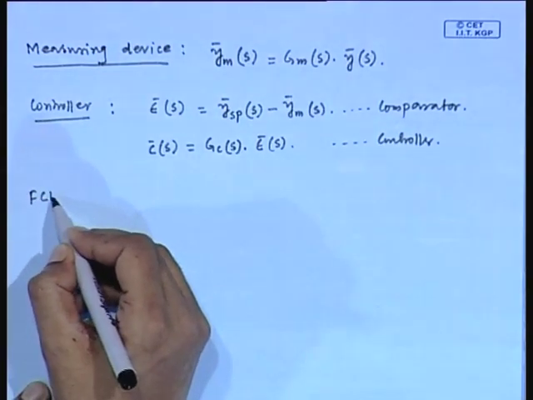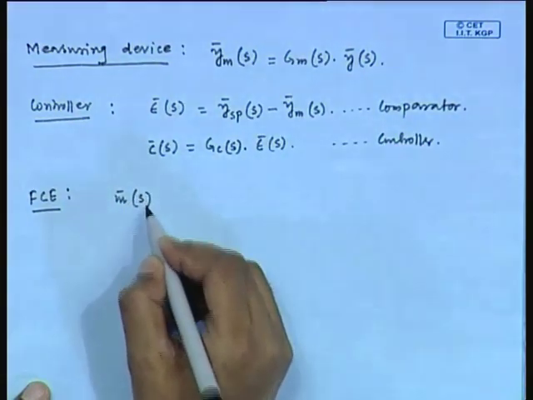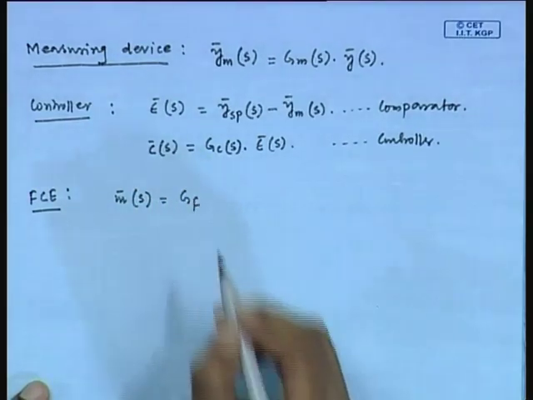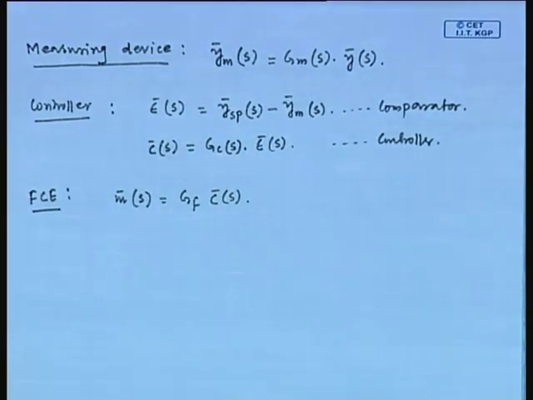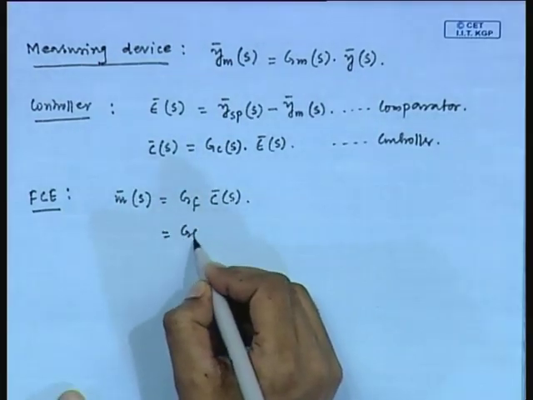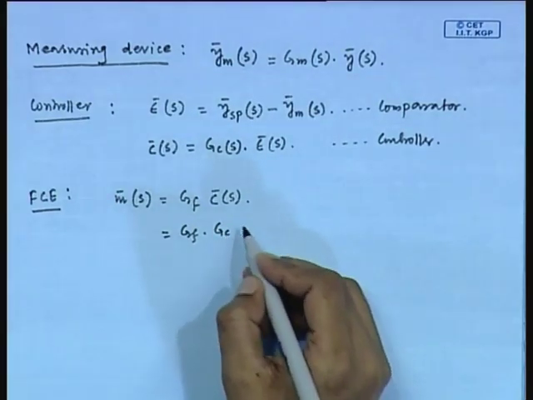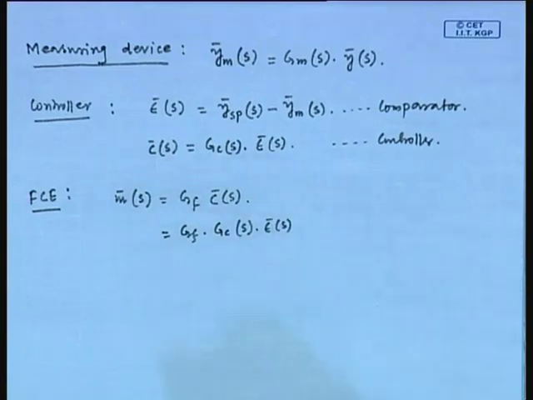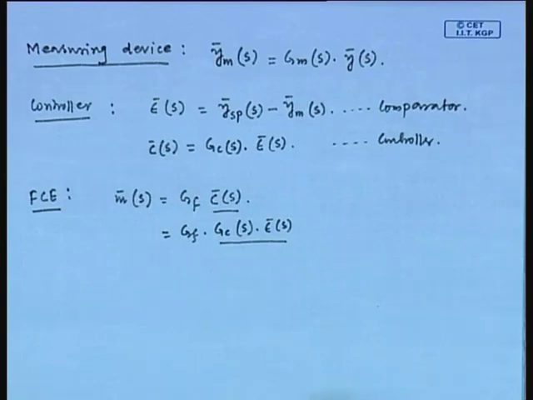Now, final control element, FCE. For the final control element, the output is m bar, transfer function is G f and input is c bar s. So, for the final control element we can write output m equals transfer function G f multiplied by c. Now, this m bar s we can write again as G f multiplied by c s. C s means what? C s means G c s multiplied by epsilon bar s. Can we write this? C s equals G c s multiplied by epsilon bar s.